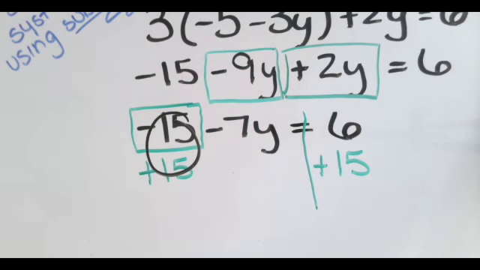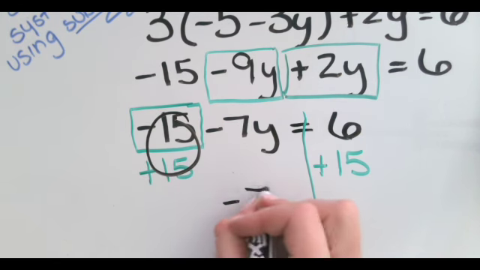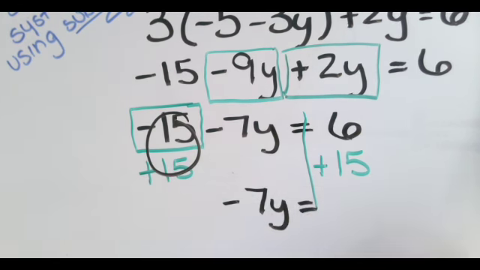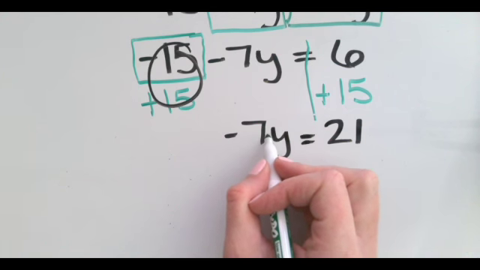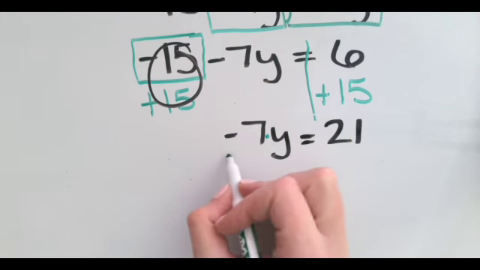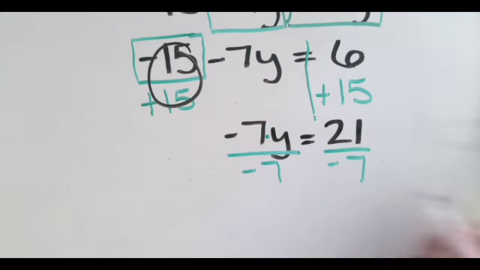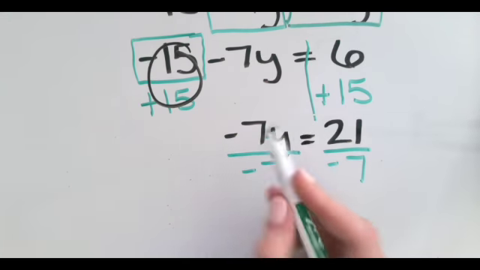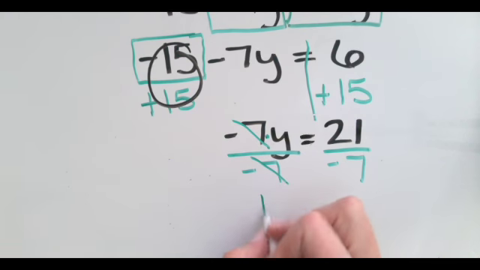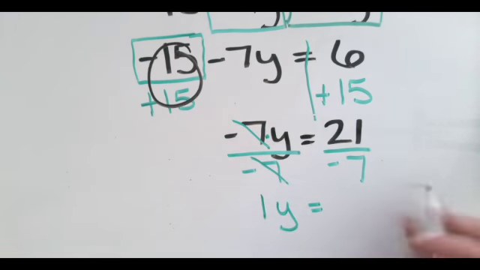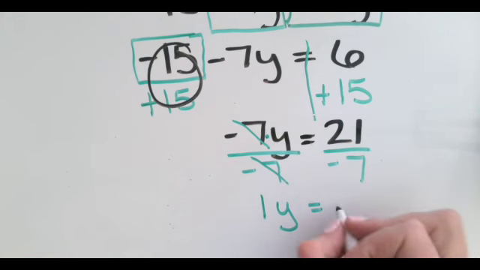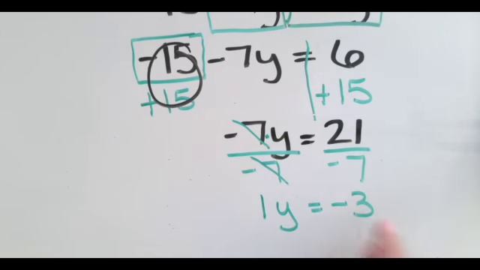This zeroes out. I'm left with negative 7y is equal to 21. The next thing is negative 7 is being multiplied by y, so I have to divide both sides by negative 7 to get it to the other side. Negative 7 divided by negative 7 cancels out, you're left with y equal to negative 3. Now this is only half of my answer.